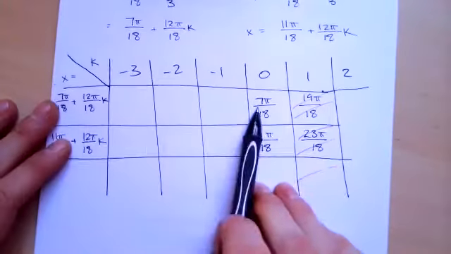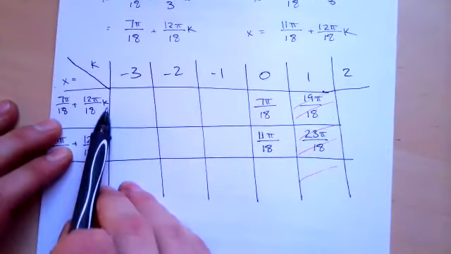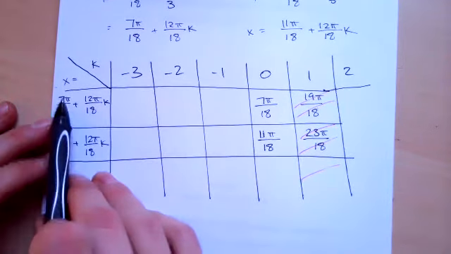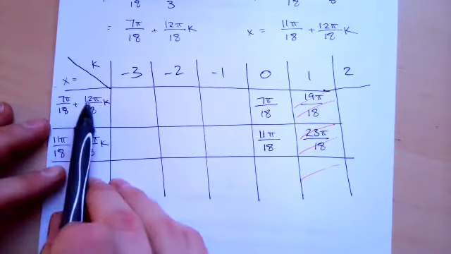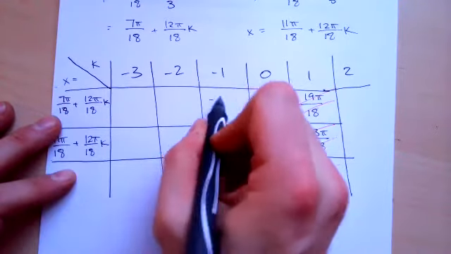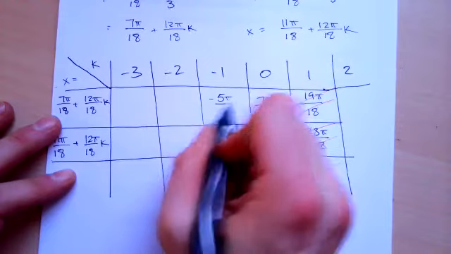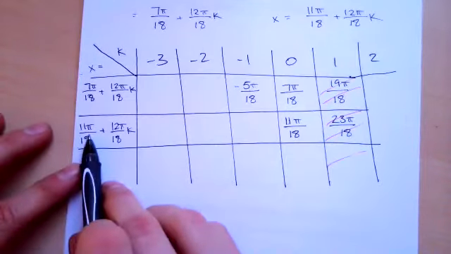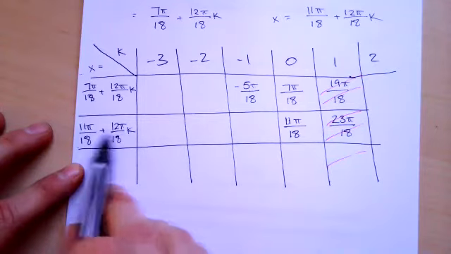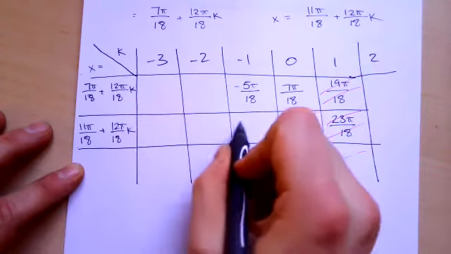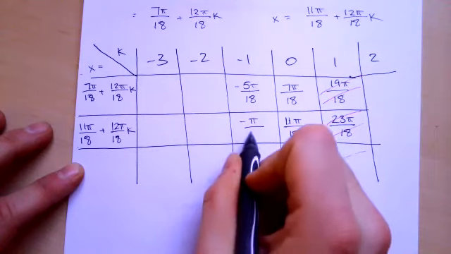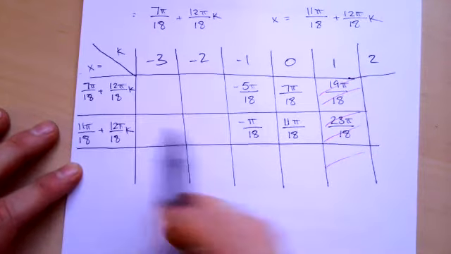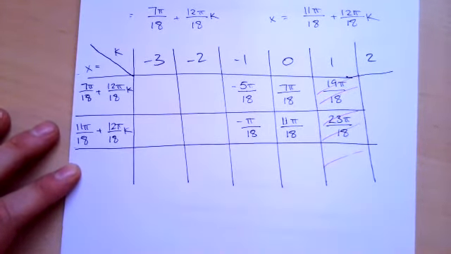So we've got 7 pi over 18. Now if k is minus 1, I'll have negative 12 pi over 18 plus 7, or 7 minus 12 will give me negative 5 pi over 18. Same thing here, k is negative 1. We'll have 11 minus 12 gives me negative 1 pi over 18. And those are still good. They're still within range, so we're going to keep going.